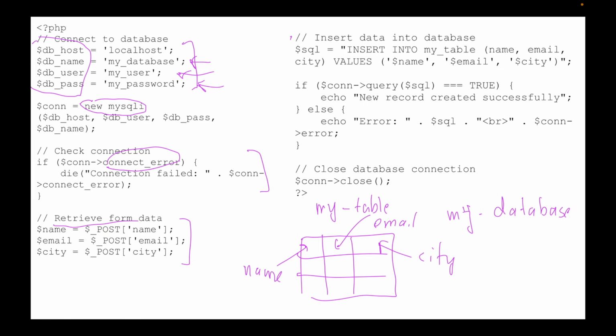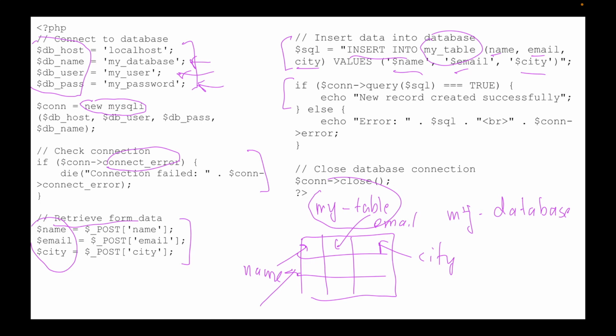So this is our query right here. We're saying insert into my table. We're specifically inserting into the columns name, email, and city in my table. And in each of those columns respectively, we're putting the name variable, the email variable, and the city variable, which right here correspond to what we input into our form. So basically, we're creating this query to input our data as a record, like so, to input the name, email, and city all in one row into this table called my table.